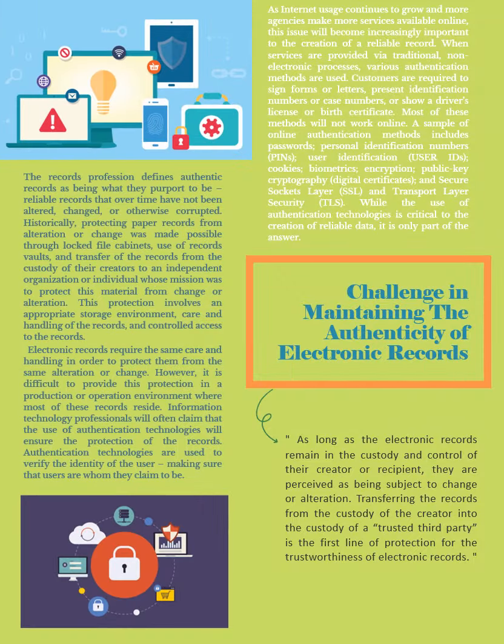The first challenge in managing an electronic record is maintaining authenticity. The record profession defines an authentic record as being what it purports to be, a reliable record that over time has not been altered, changed, or otherwise corrupted. Historically, protecting the paper record from alteration or change was made possible through locked file cabinets, use of record vaults, and transfer of the record from the custody of its creators to an independent organization or individual who has a mission to protect this material from change or alteration. The protection involves an appropriate storage environment, care and handling of the record, and controlling access to the record.